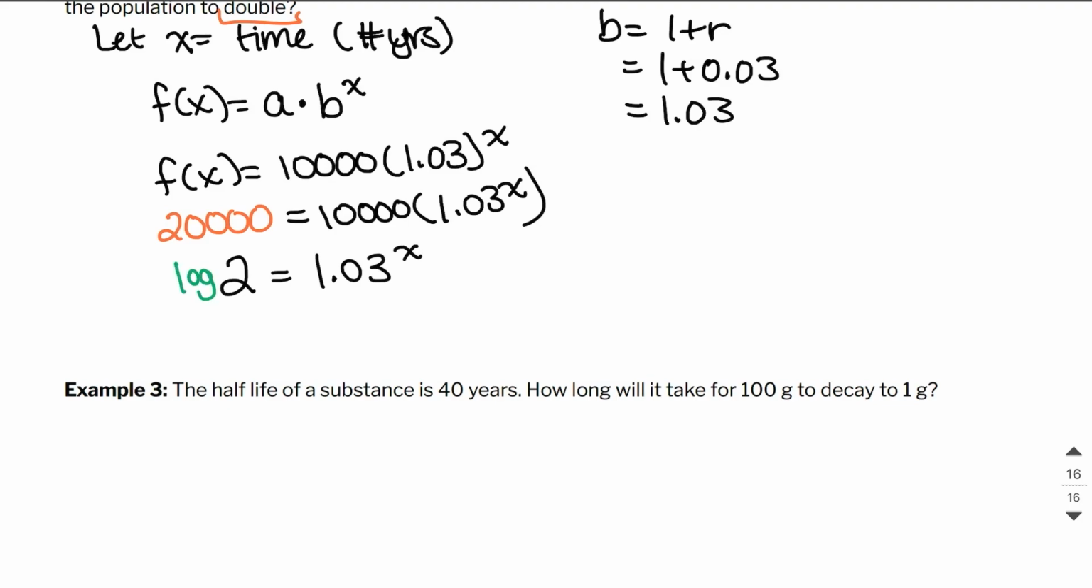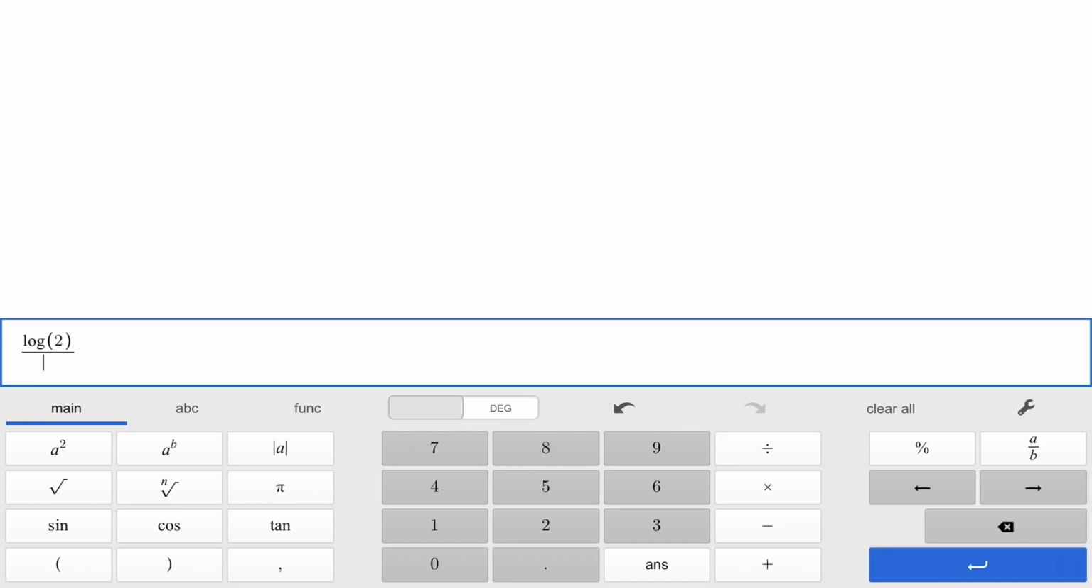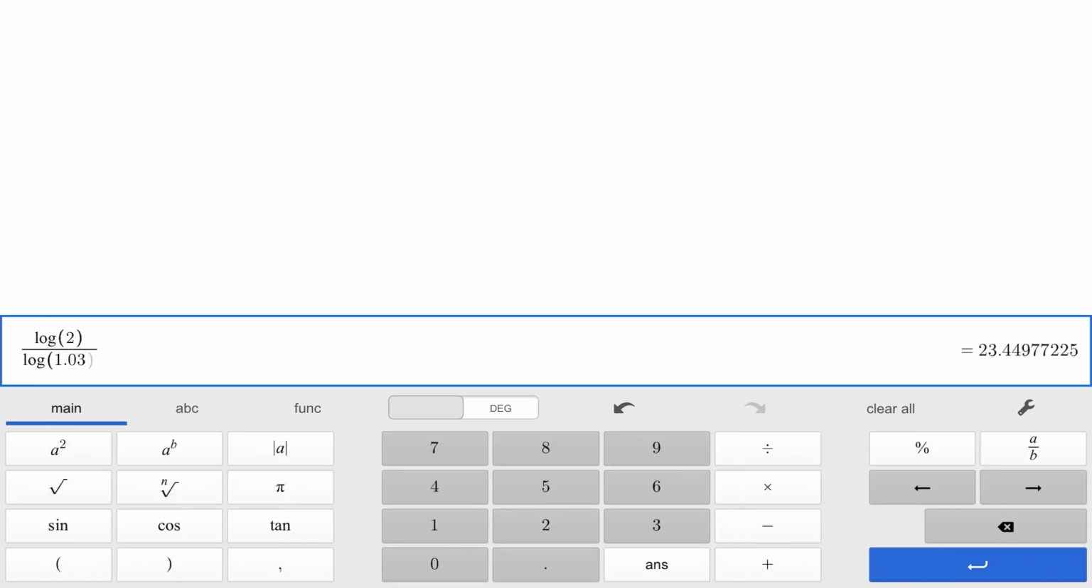So I'm going to log both sides now to make things easier for me. So now it's going to say log of 2 equals, I can bring this x out in front, x log of 1.03. And then to isolate for x right here, I can say x equals log of 2 over log of 1.03. And then I can type that into my calculator and I would get my answer. And if you see here, I get approximately 23 years, 23 and a half years.